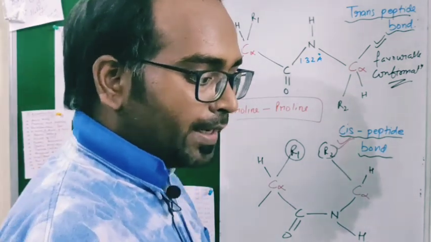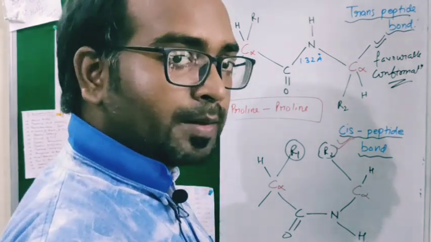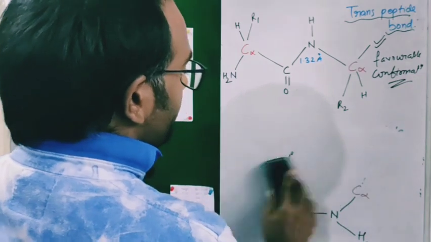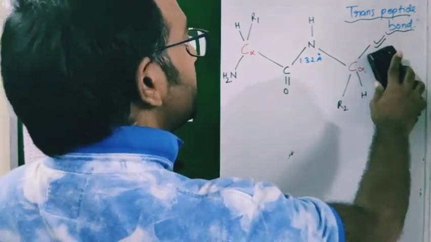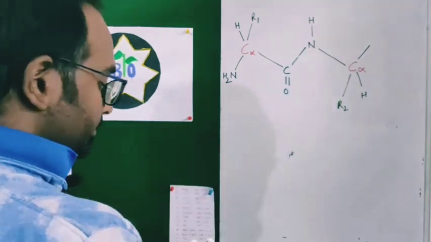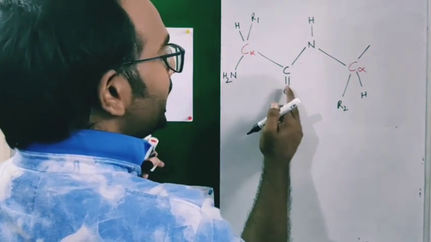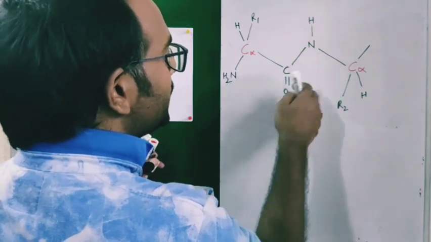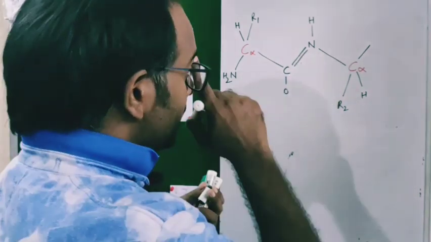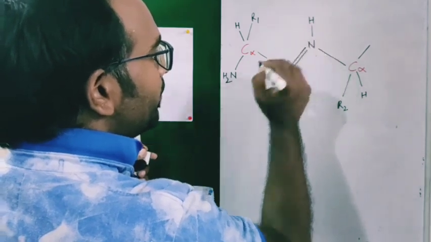Now we'll move towards the next point, that is, what are the bonds where rotation is allowed and what are the bonds where rotation is not allowed, right? Okay, now you can see here that, as I told you, this is a partial double bond, and the partial double bond resonates between the carbonyl and amine nitrogen, so it can be here or it can be here. Got it? Now you know that this is the partial double bond.